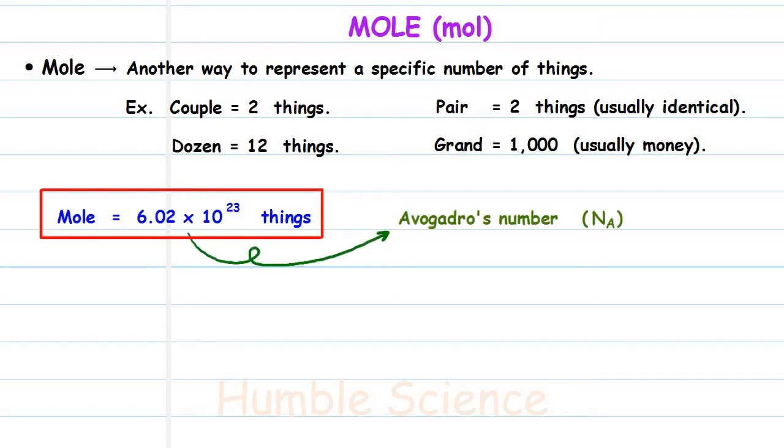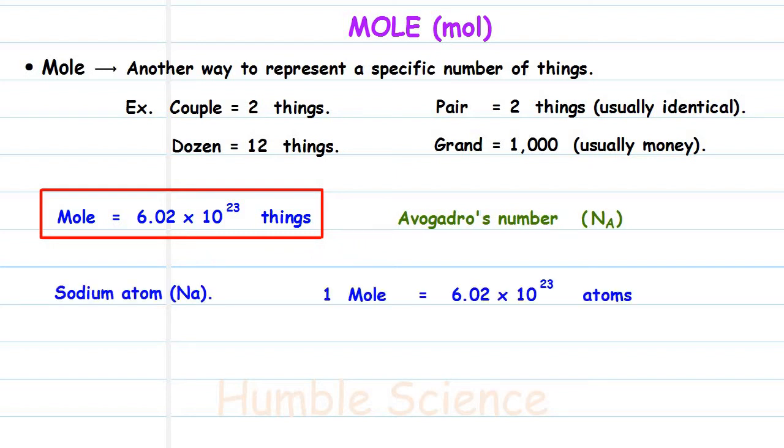And this big number 6.02 times 10 to the 23rd is sometimes called Avogadro's number or Na. The term mole can be used in many different situations. For example, we can use it with atoms. Let's say we have 1 mole of sodium atoms. It means we have 6.02 times 10 to the 23rd of those sodium atoms.